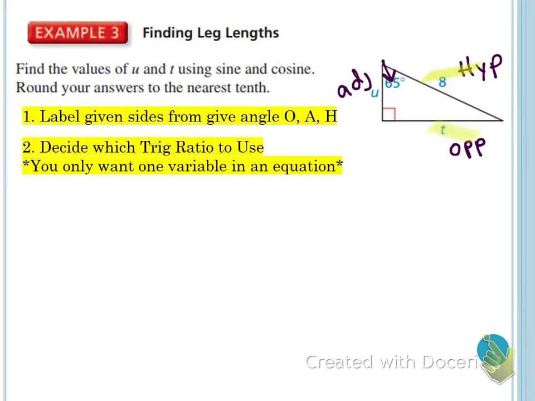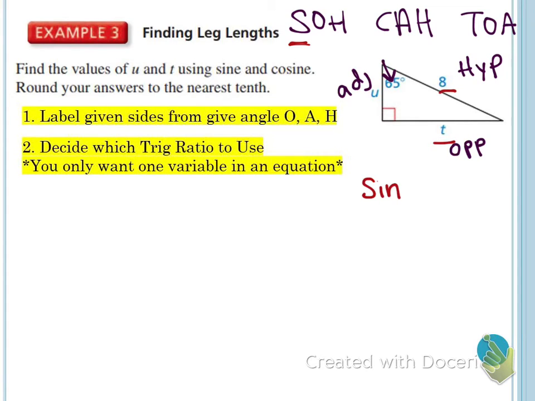We're going to use the side we don't know. We'll start with t, because why not? One side we don't know, and then one side we do know. And we'll pick which trig ratio to use based on that. So your options are soh, which is sine, cah, which is cosine, or toa. Which one deals with the opposite and the hypotenuse? Soh, which is sine. So we're going to set up sine from what angle? 65. And it will equal the opposite, which is t, over the hypotenuse, which is 8.